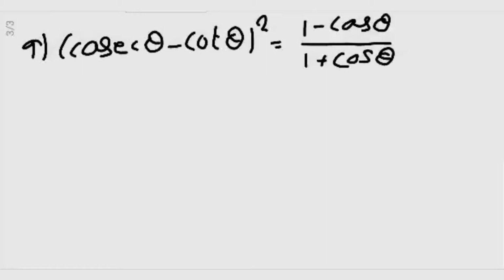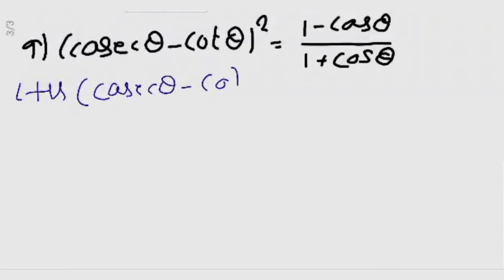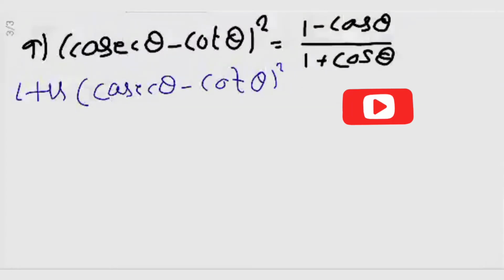So, well students, the next problem is the 9th one. Cosec theta minus cot theta whole square is equal to 1 minus cos theta divided by 1 plus cos theta. First write down LHS here. LHS is equal to, in a bracket, cosec theta minus cot theta whole square. So using this LHS we want to prove RHS, that is 1 minus cos theta divided by 1 plus cos theta.